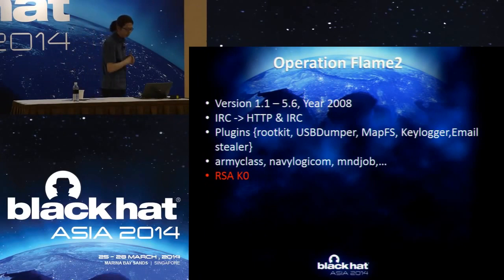And the interesting strings: Army class, Navy Logicom, MND job. Still remember the RSA key 0 used in the other operations, right? The strings are interesting. They actually tell us their targets. They also use those strings as the IRC channel names. They would join those IRC channels and then send information through those IRC.